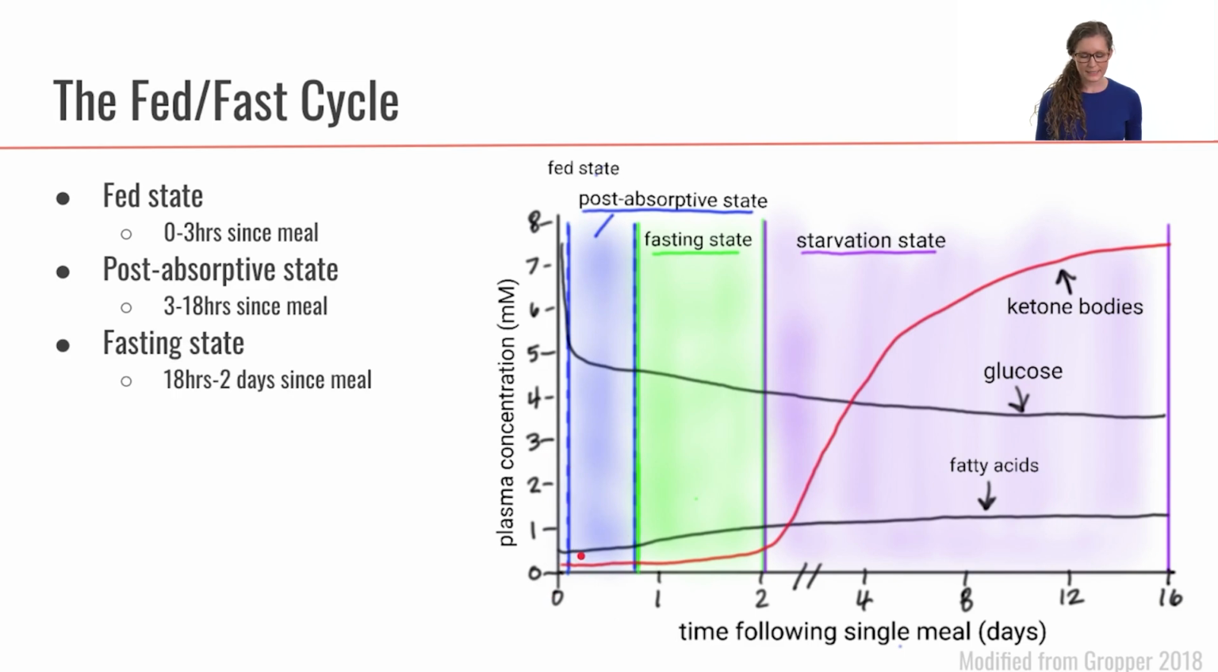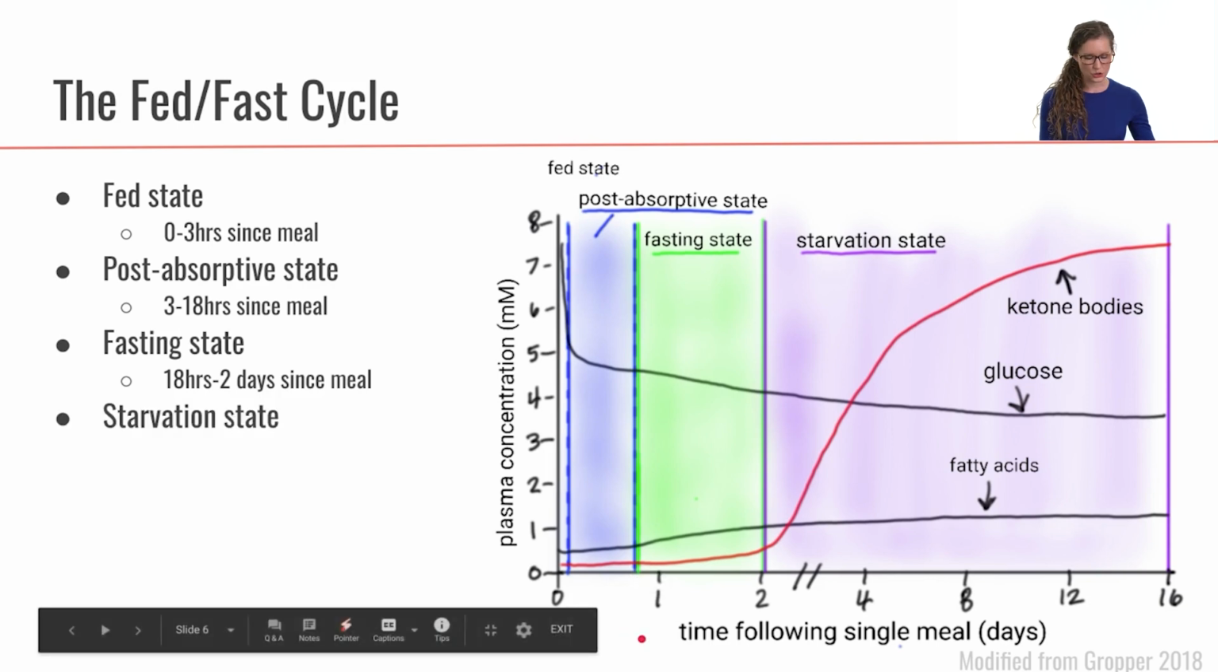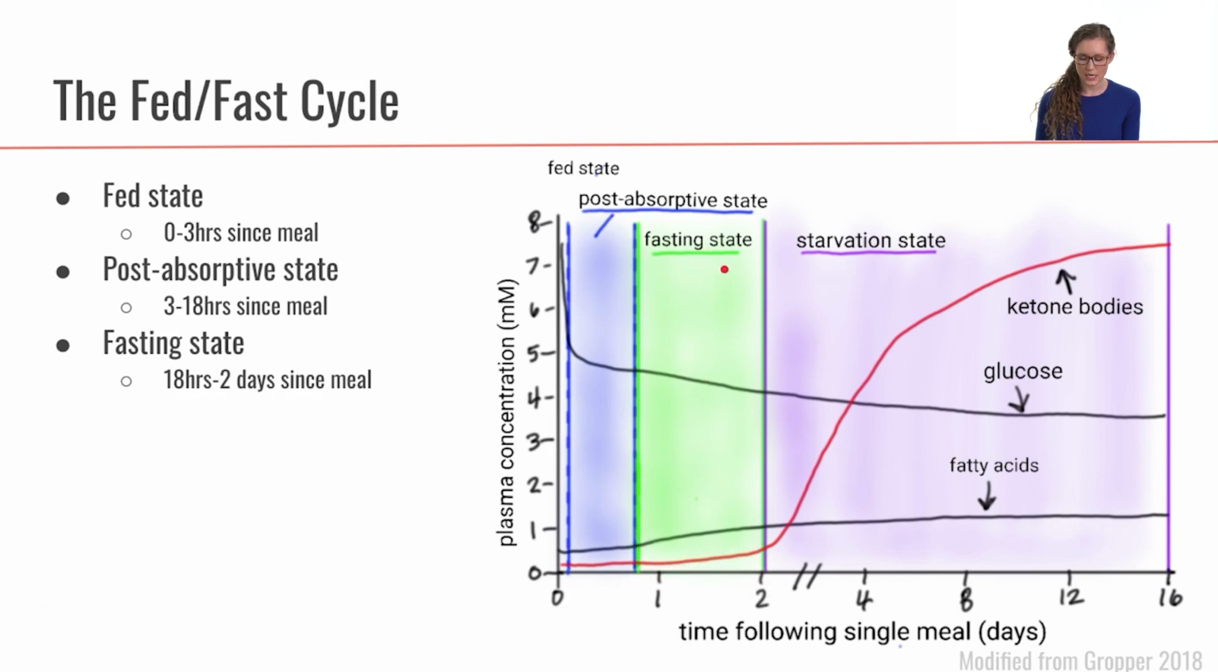Next, we'll talk about the fasting state. The fasting state occurs between 18 hours to 2 days since our last meal. That's what's occurring in this green section here. During that green section, our glucose is decreasing a bit, but staying pretty stable. That's telling us that something is going on to help maintain this glucose concentration pretty stable. Our fatty acids increase a little bit. And we're starting to get a slight increase in ketones, but our ketone levels are still pretty low.